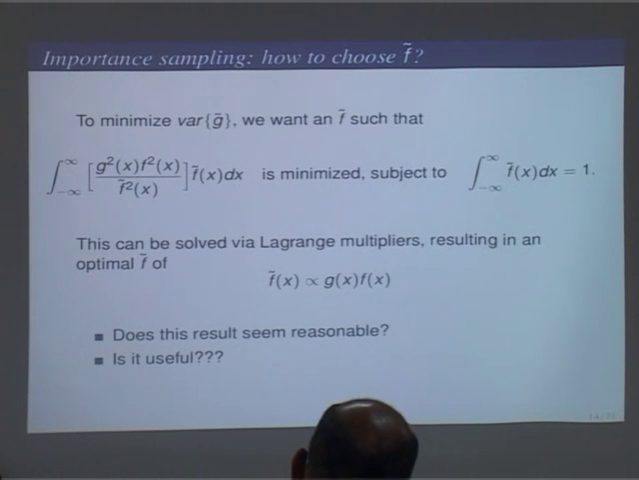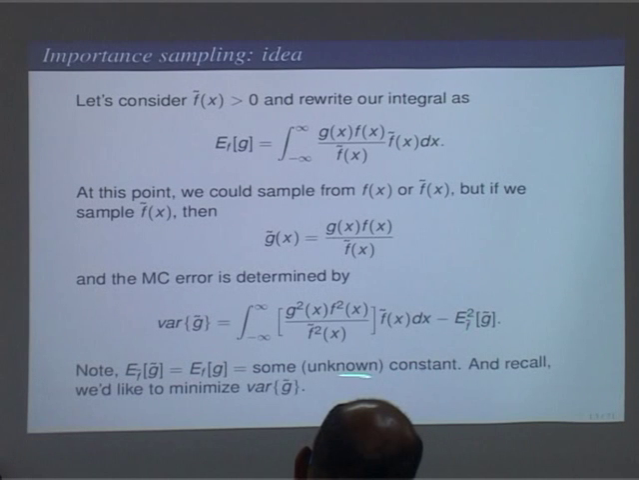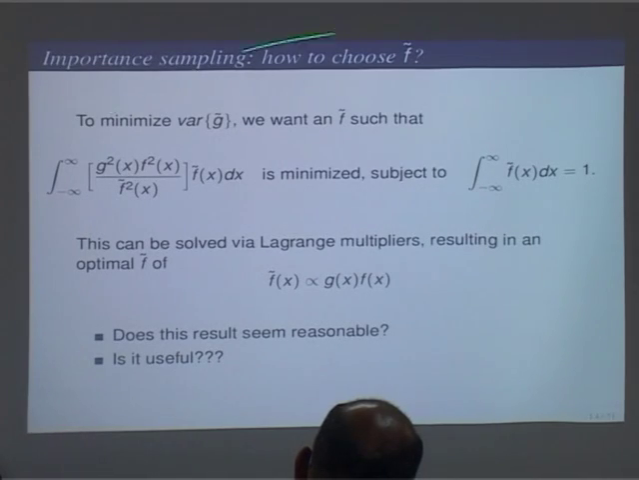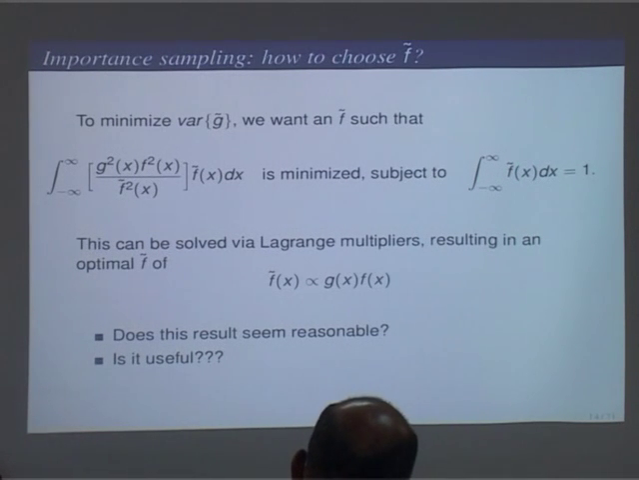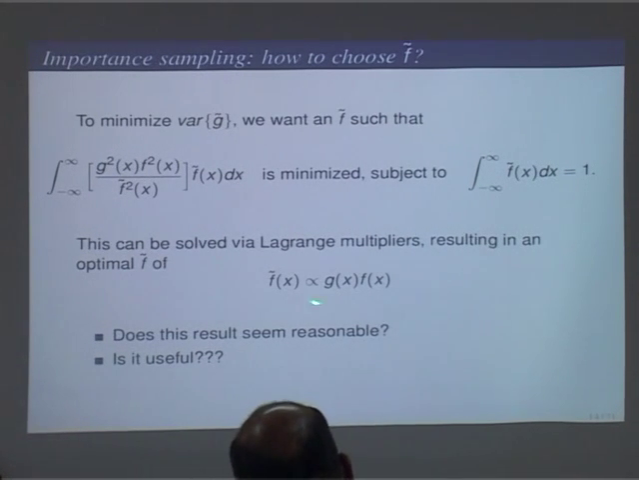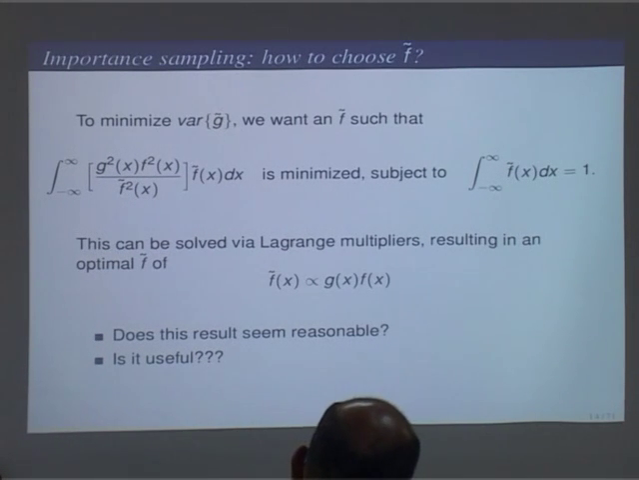Basically, it's just a little variational calculus problem. We'd like to minimize this piece we have control over. This other piece is a constant. Subject to this F tilde being a probability distribution, being positive and its integral being 1. This is just a little Lagrange multiplier problem, and this is the solution to that Lagrange multiplier problem. It says F tilde is going to be proportional to G times F.